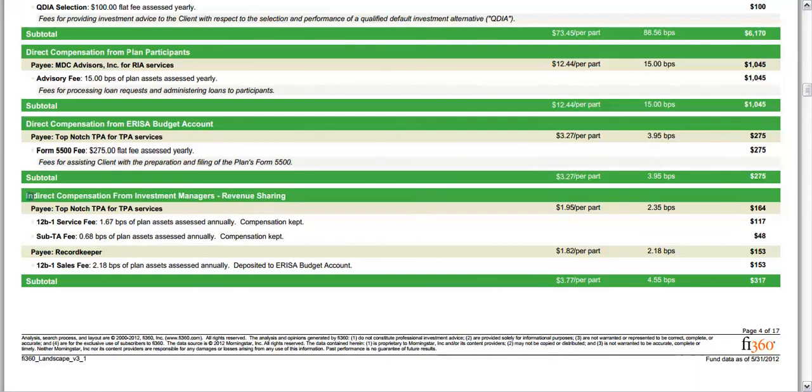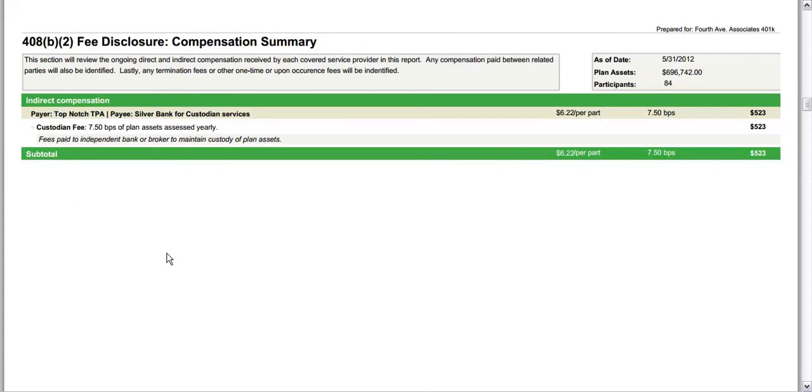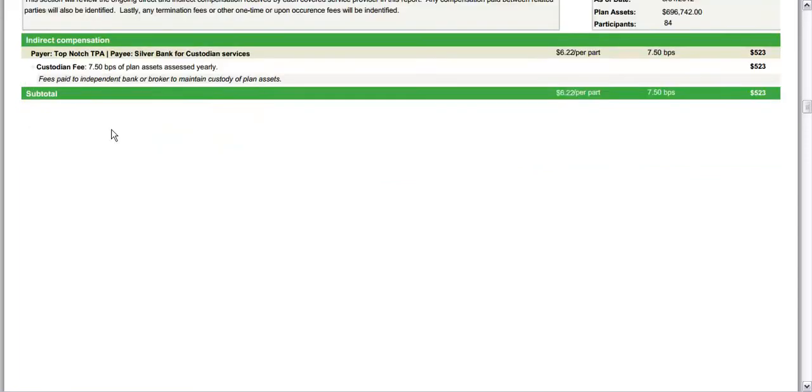And then indirect compensation. In this example, we have indirect compensation being paid from Top Notch TPA and then going through the TPA, and then some of that is being kept and then some of that is being deposited to the ERISA budget account. Our last example again is indirect compensation being paid from the TPA to Silverbank, the custodian, for services that they provide.